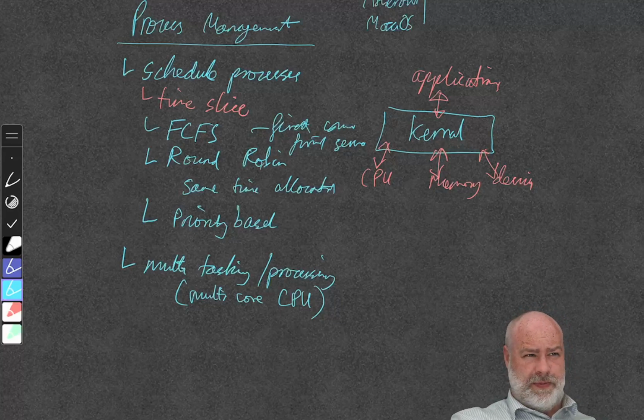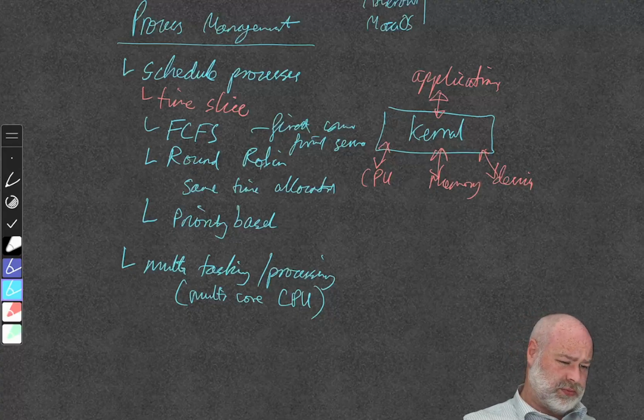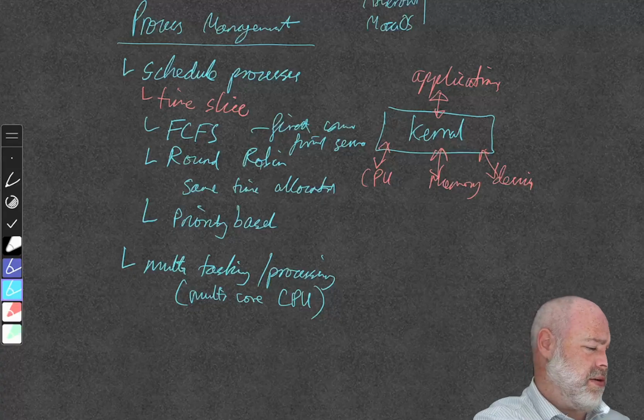If you've got just say a Core 2 Duo, then you can have multi-processing at the same time. They can be doing two different things identically at the same time, just concurrently, parallel processing.